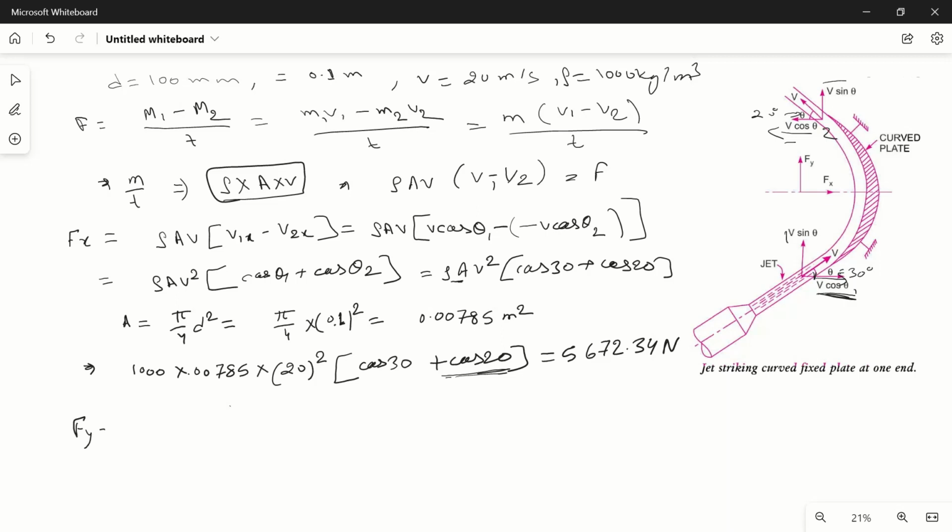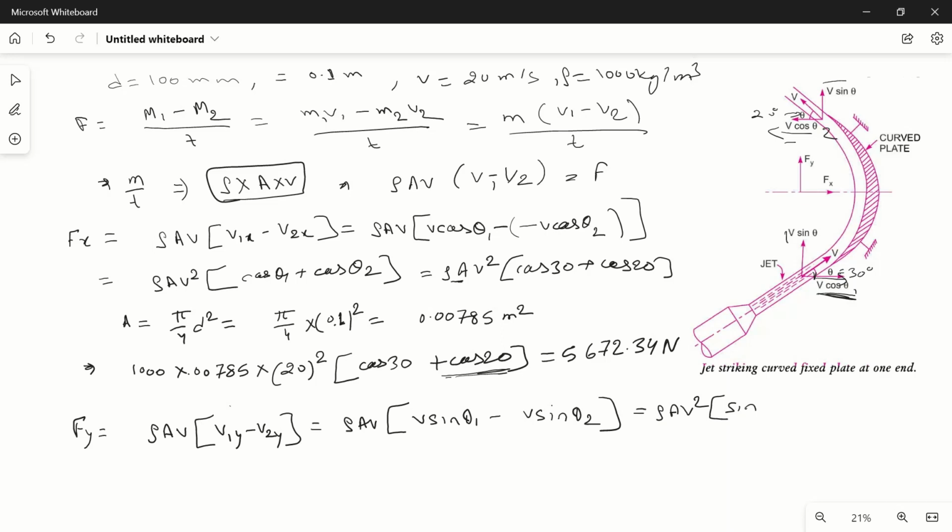Now similarly we have to find the force in the vertical direction, so it will be rho a v into v1y minus v2y. What is v1y? Velocity in the vertical direction at inlet, which is equal to v sin theta 1, minus the velocity at outlet in the y direction. These two are both in the positive y direction, so it will be positive v sin theta 2. So it will be rho a v square into sin theta 1 minus sin theta 2.